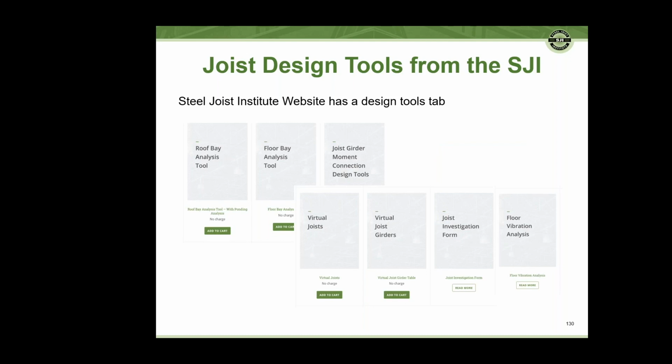There's a roof bay analysis tool, floor bay analysis tool, some connection design tools for moment connections. Virtual joists and virtual joist girders are some tools to plug into structural modeling software to help simulate. The concept is to use the capability that's already there to build a one-off or unique beam section to kind of use that to represent a joist or a joist girder. There's also a joist investigation form to help with historical joists, and a tool around floor vibration analysis.